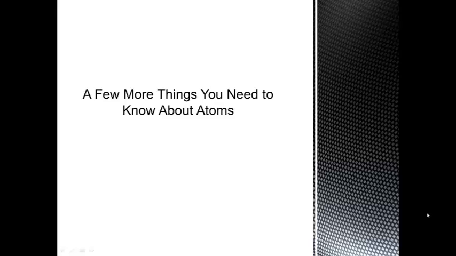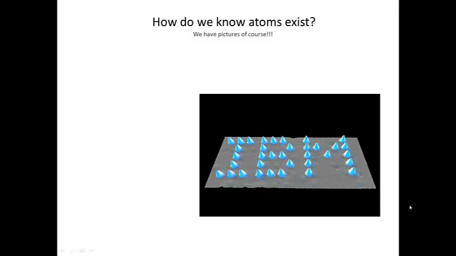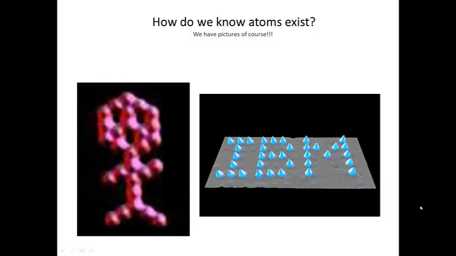So we're going to start by talking about how do we know atoms exist? Well, we know that atoms exist because we have pictures of them. Now, these are not the type of pictures that you might take with your iPhone or with a digital camera. They're taken a bit differently, and we're going to talk about how they do that.